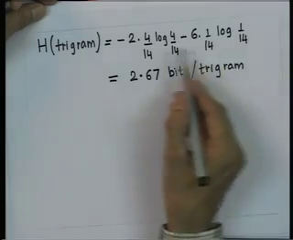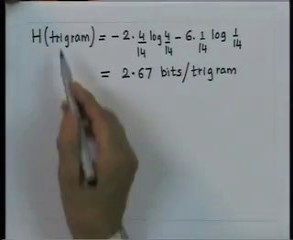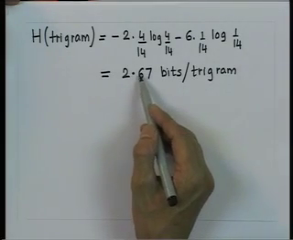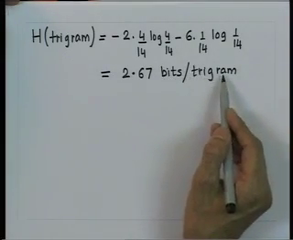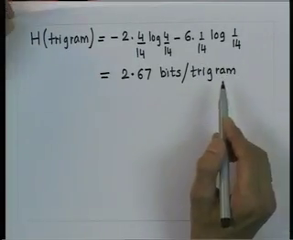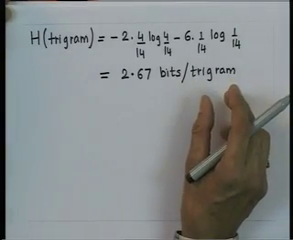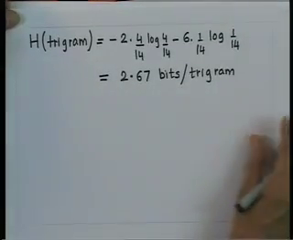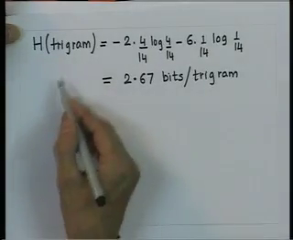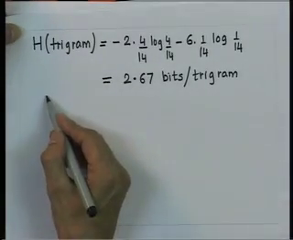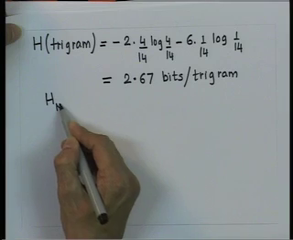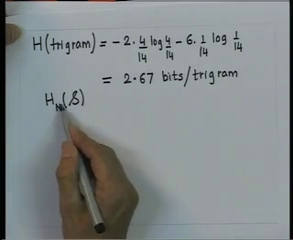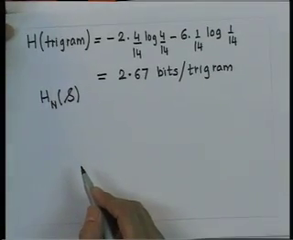So, for the example under consideration, for the messages of length 3, the information in those messages is 2.67 bits per message. The message is nothing but a trigram, that is, symbols of length 3. What we are calculating is H of n S.